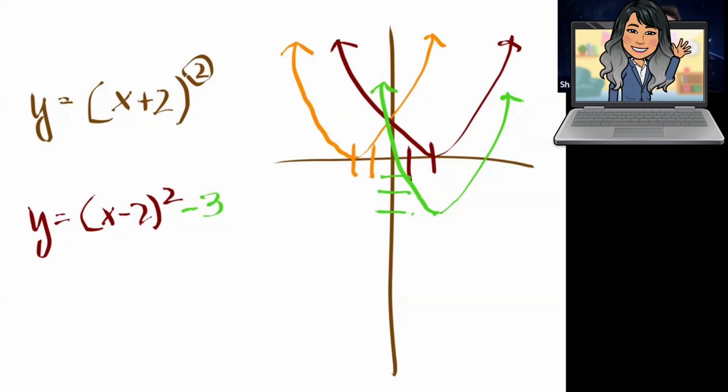So wait, so x to the power of 2, it's always like this, right? Yes, it is always like that.